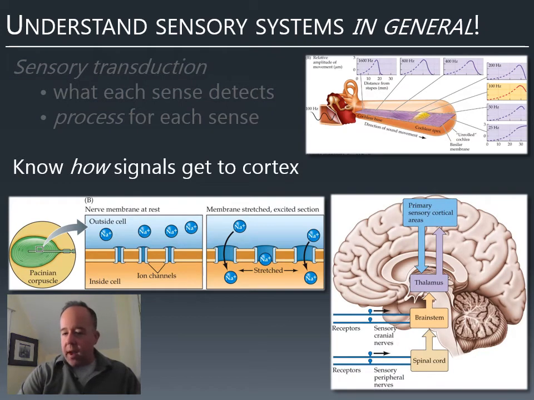Also, the basic plan for getting information to the brain. So we already know that the thalamus is very important, and we know that the thalamus is involved in all of our senses, except for our sense of smell, olfaction. So understand that basic plan, where cortices are for each of the senses.